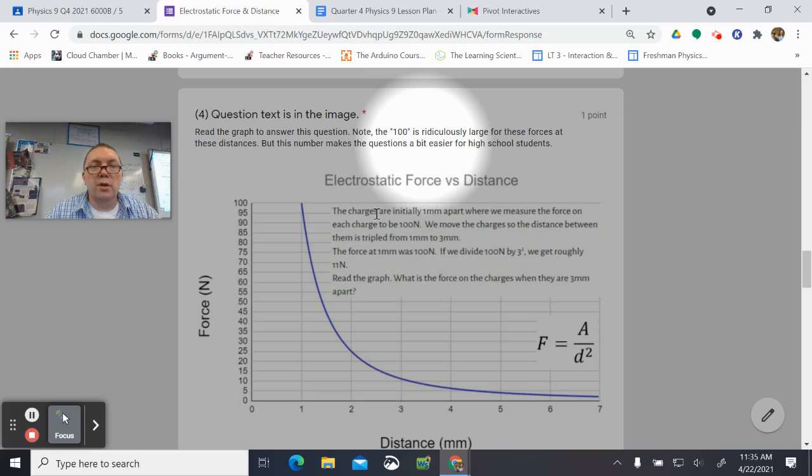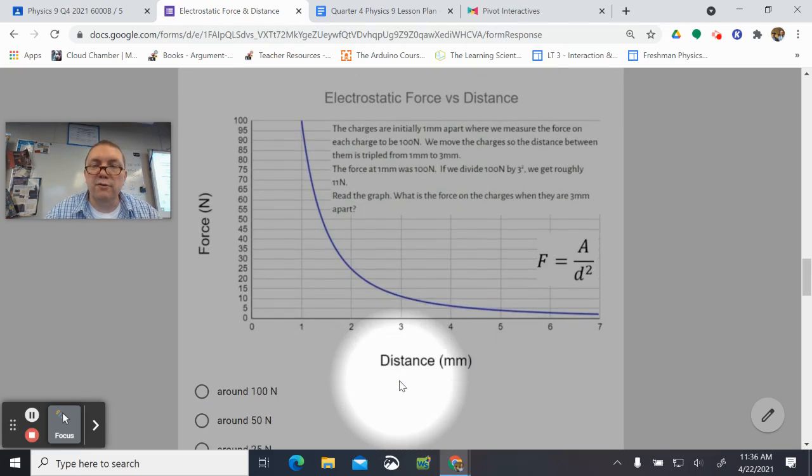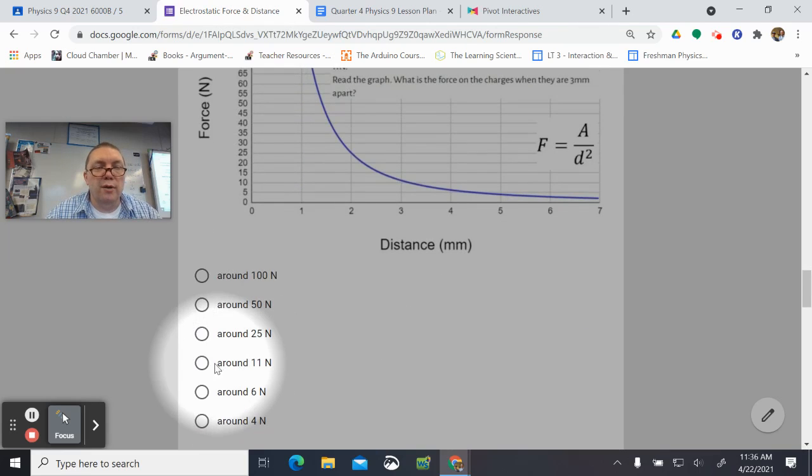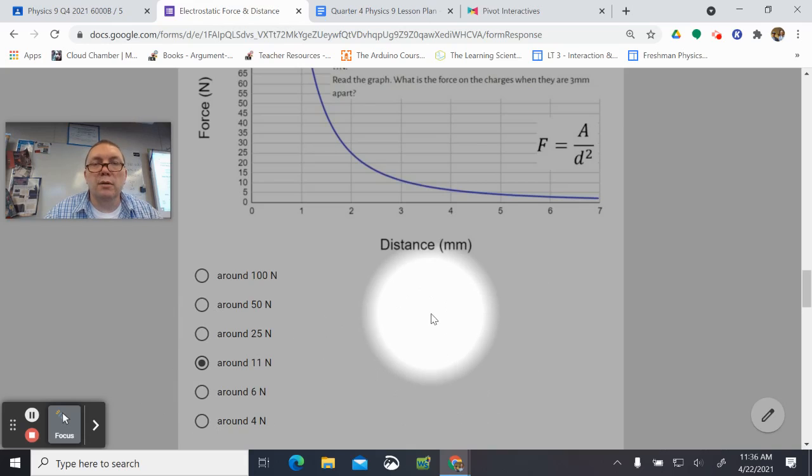Now here, the charges are initially 1 millimeter apart. We move them so that the distance is tripled. So now we're at 3 millimeters. At 3 millimeters, we started at 1 and had a force of 100. If we triple the distance and go to 3, now our force looks like it's a little bit more than 10. It's less than 15. So it's between 10 and 15, looks like to me. And 11 is between 10 and 15. Yeah. All right.